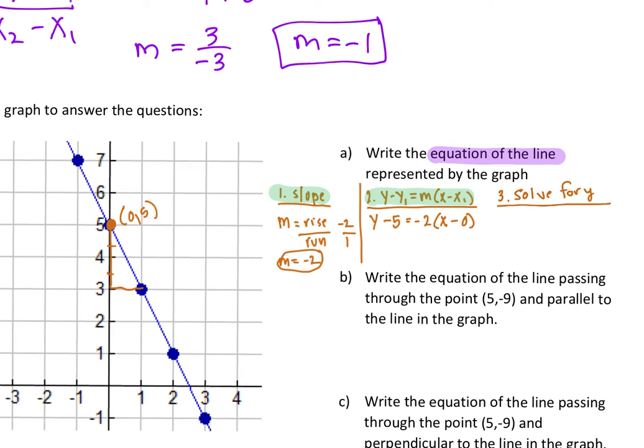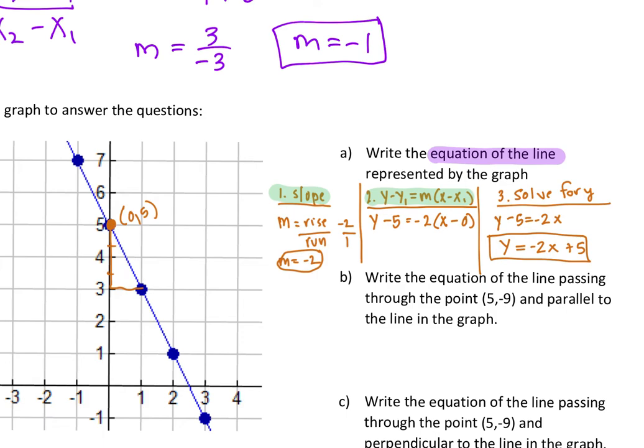The last thing I do is I take all my information after it's put in and I solve for y. So I'm going to distribute that negative 2 through. Negative 2 times 0 is 0. And then add the 5 over. So that's negative 2x plus 5. And we have our equation solved. So this is the equation of the line that is represented on my graph.